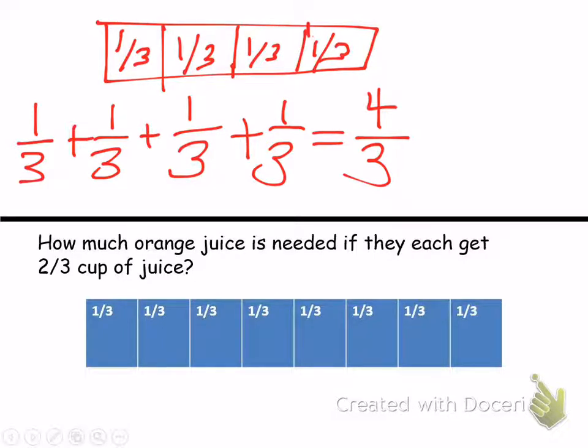Or I could use what I've learned about unit fractions and know that 1/3 is a multiple of 4/3, and I could multiply 1/3 times 4 to get 4/3. I remind myself that 4/3 is an improper fraction because my numerator is greater than my denominator. I want to turn my improper fraction into a mixed number because I need to know how much juice is needed for this group of people.